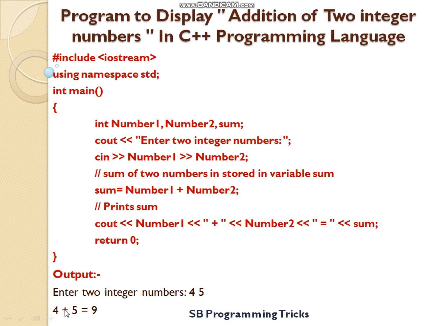After running this program, it generates the output: enter two integer numbers. Now the first number is 4, then the second number is 5. The next one, cout, displays number1, number2, and then sum, which means the first number is 4, then plus, then the second number is 5, and then the sum is 9.